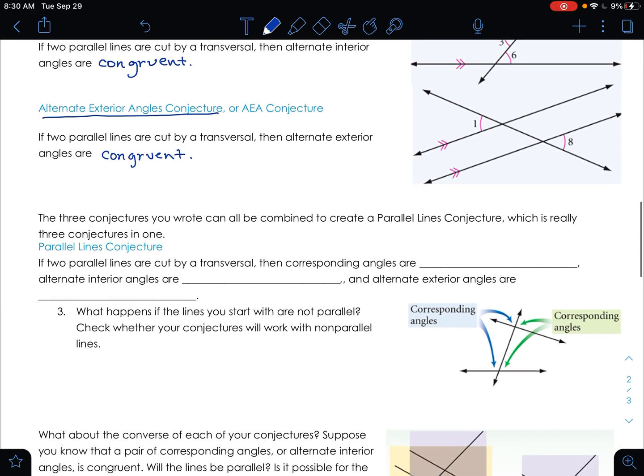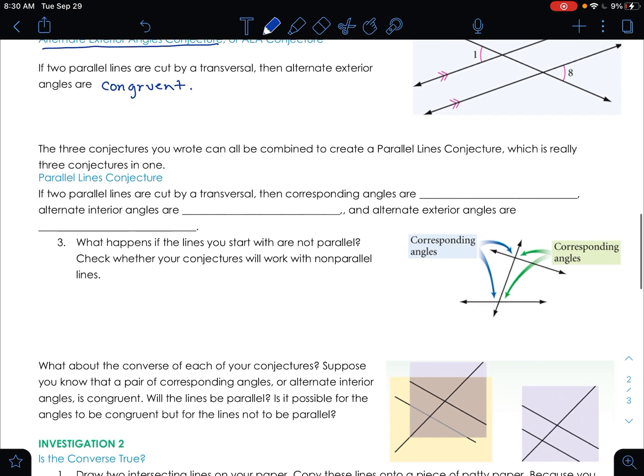So we can combine these three conjectures and create one conjecture. Our one conjecture is called the parallel lines conjecture. If two parallel lines are cut by a transversal, then corresponding angles are congruent, alternate interior angles are congruent, and alternate exterior angles are congruent.